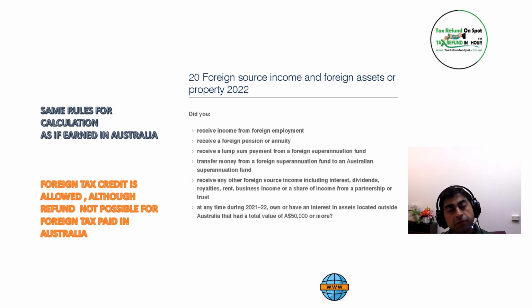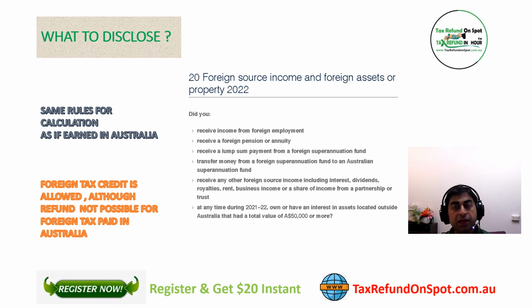Okay, what do you have to disclose? As you can see on the screen, if you received any foreign income, maybe foreign salary or bank interest or dividends or rental income or any other source of income, or a foreign business you are running, I am assuming that you're a resident, so legally you have to disclose it in your income and pay tax here in Australia.